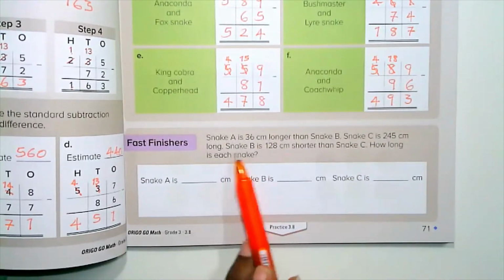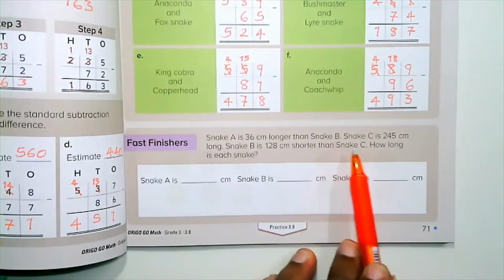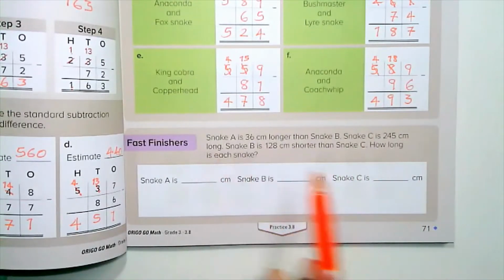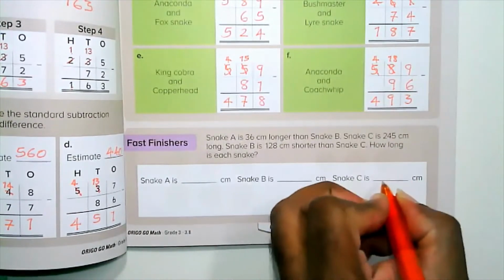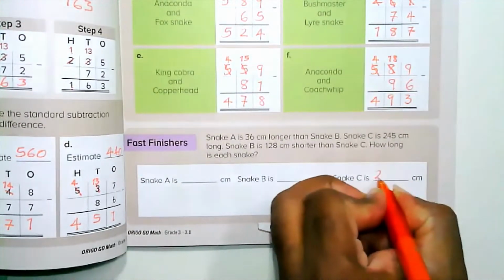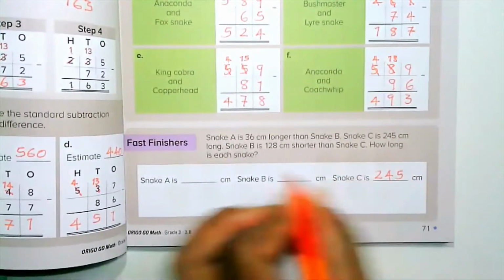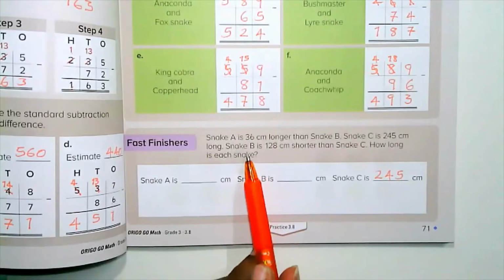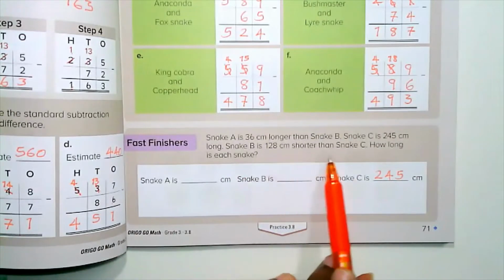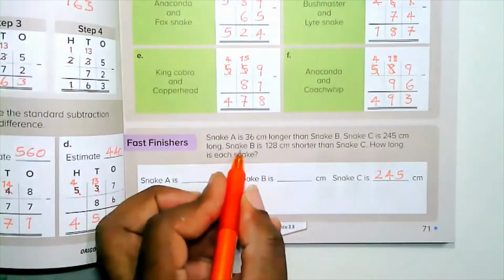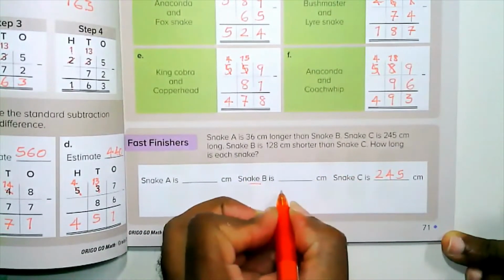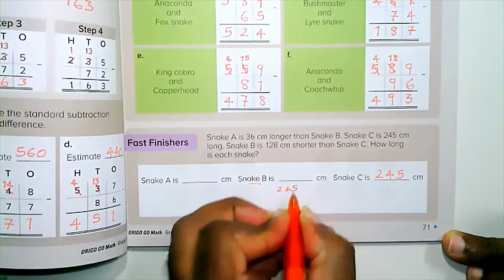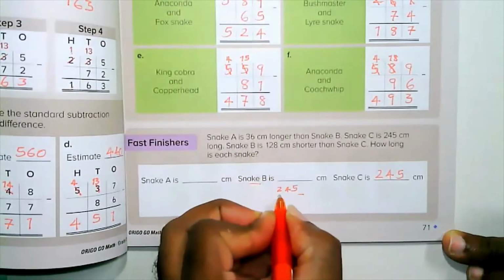So snake A is longer than snake B. Snake C is longer than B. We're given snake C to be 245 long. Snake B is 128 shorter than snake C. So for B, shorter than C, 245 minus 128.